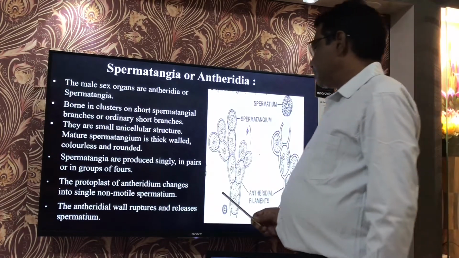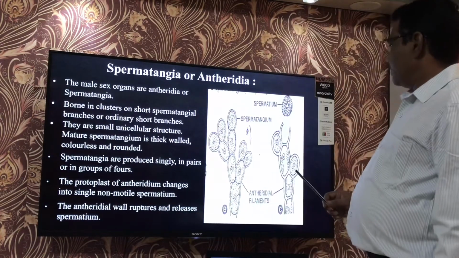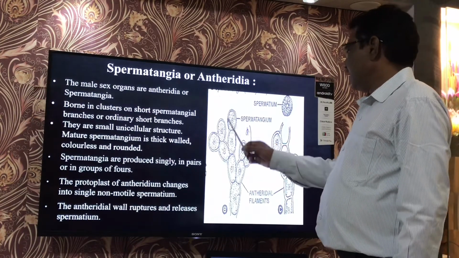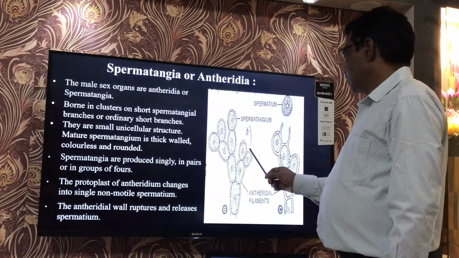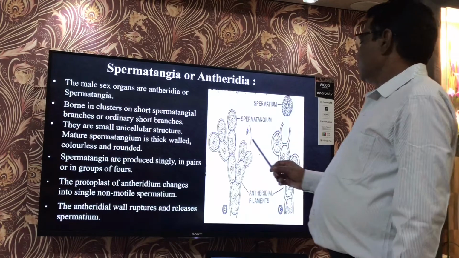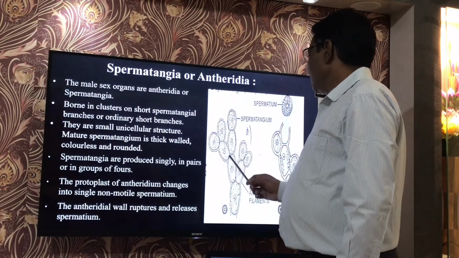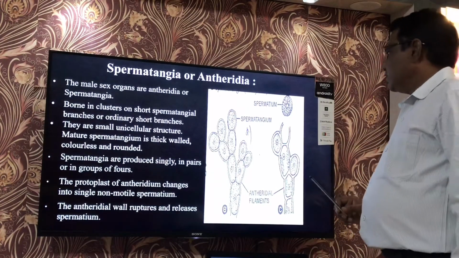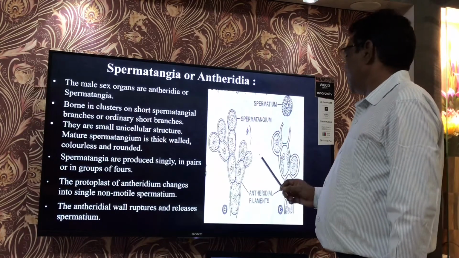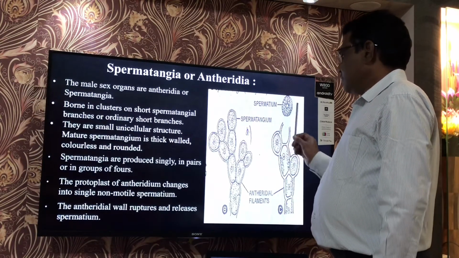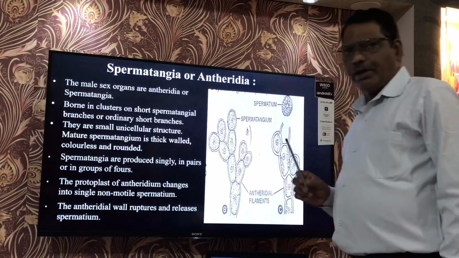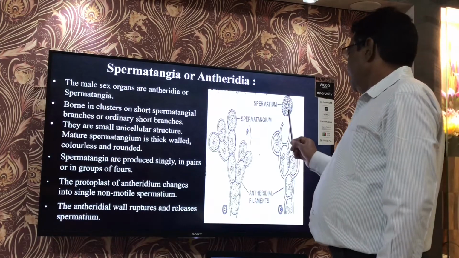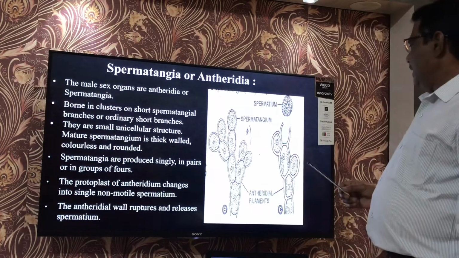If you observe the structure of spermatangium or antheridium, it is a more or less spherical or elongate, globular structure, and the content of this spherical or globular spermatangium develops into a single non-motile, non-flagellated male gamete that is called a spermatium. This is a spermatium. So when this antheridium matures, that is at the maturity of the spermatium, a slit in the wall of the spermatangium is developed.